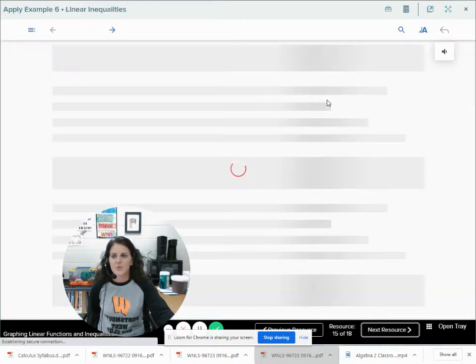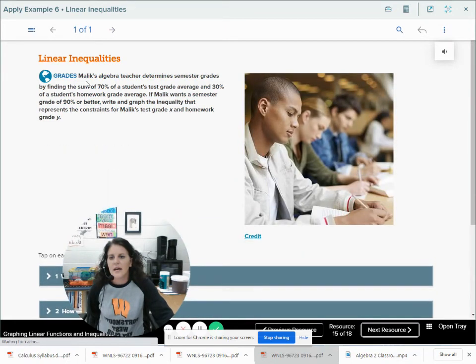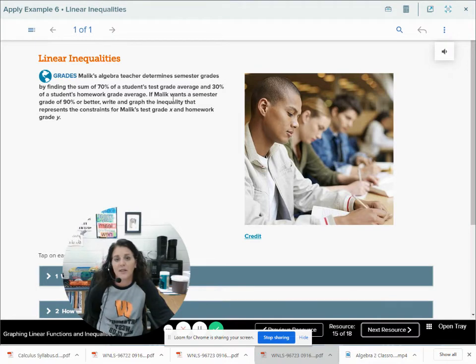And our last example for the day says grades. Malik's algebra teacher determines semester grades by finding the sum of 70% of a student's test grade average and 30% of a student's homework grade average. If Malik, I don't know if I'm saying that right, you can say whatever you want, wants a semester grade of 90% or better, write and graph the inequality that represents the constraints for Malik's test grade X and homework grade Y.